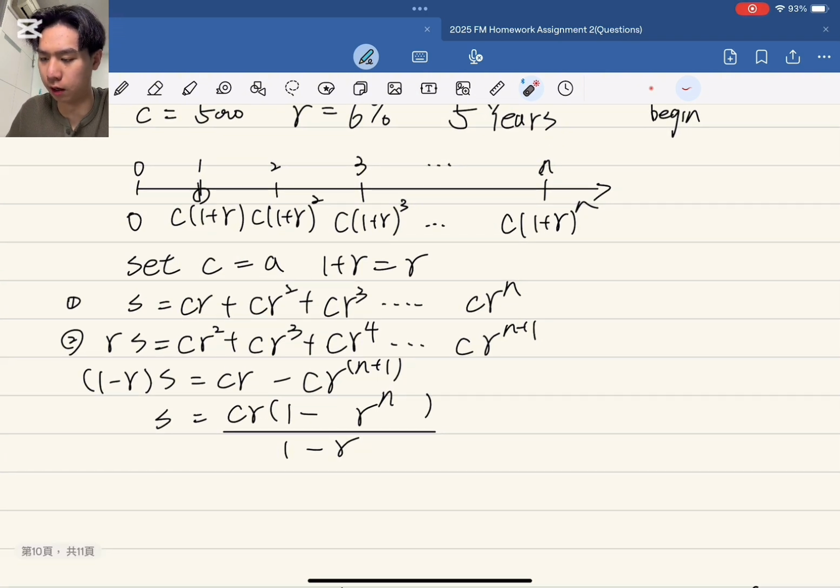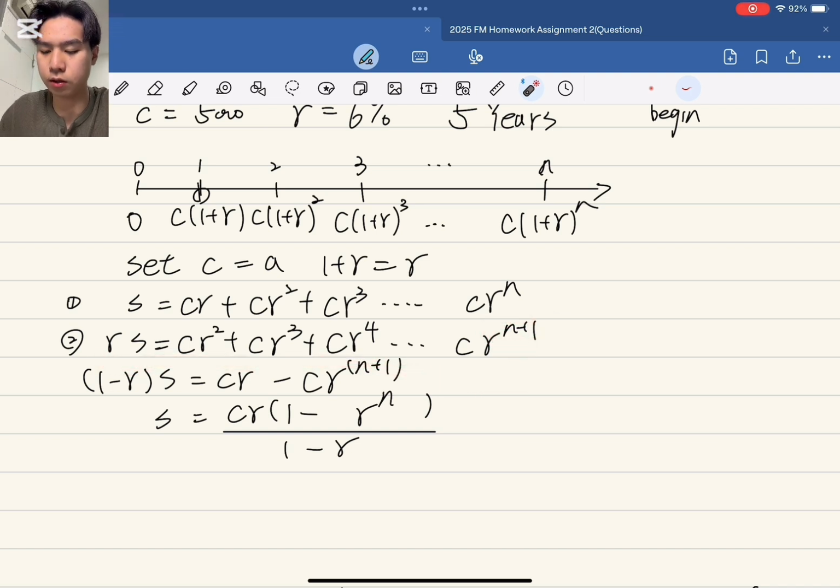We list it there. We set 1 plus interest rate R, and we multiply all of the parameters by 1 plus R, so C multiplied by 1 plus R will become C multiplied by 1 plus R raised to the power of 2. All of that is there.